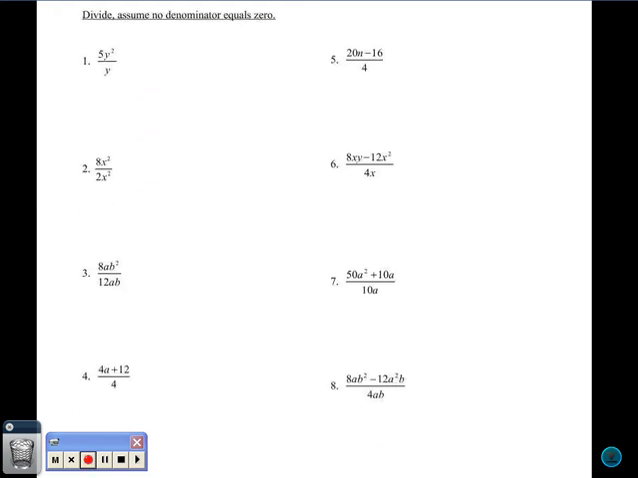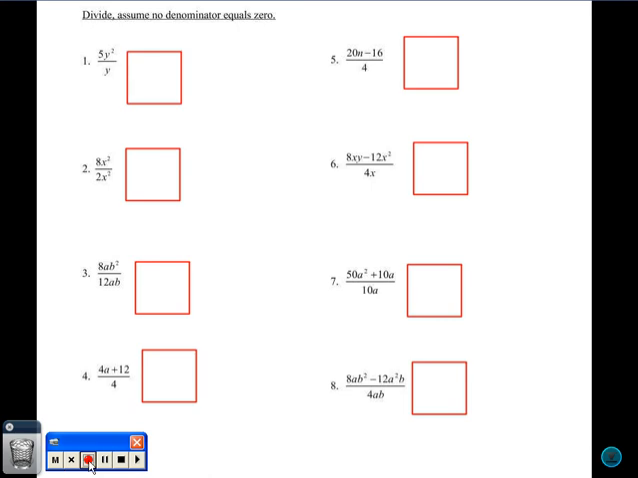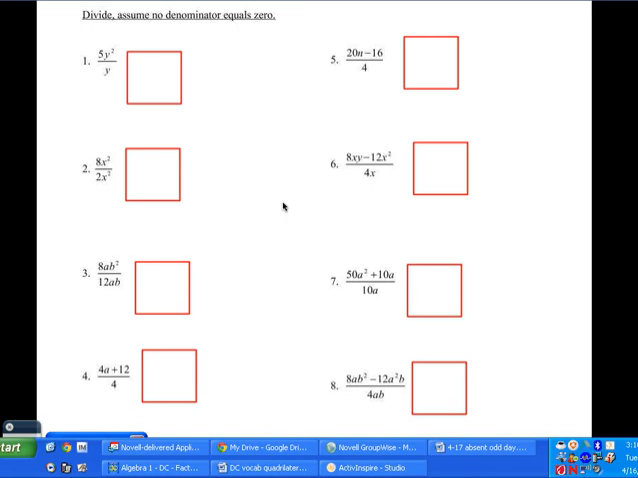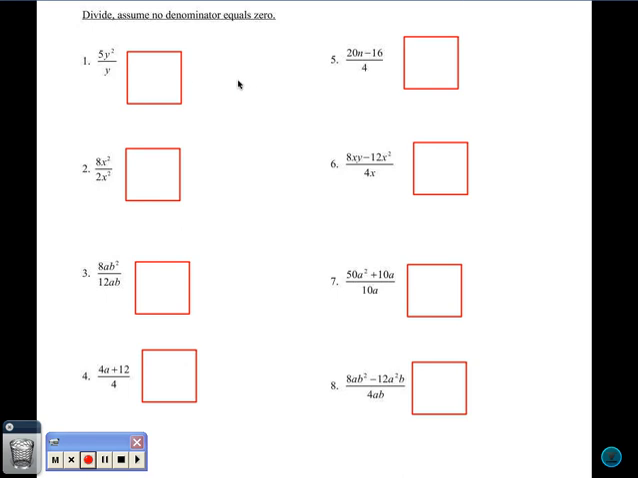There are some practice problems on here. If you're watching this on the video, please pause it right here so you can take a second and work through these problems. Hopefully you paused it right there because we're about to take a look at our answers. If you haven't paused it yet, you need to pause it now because here we go.